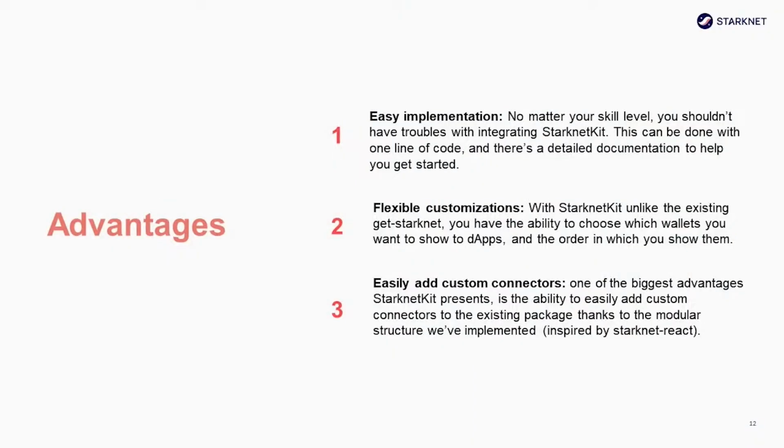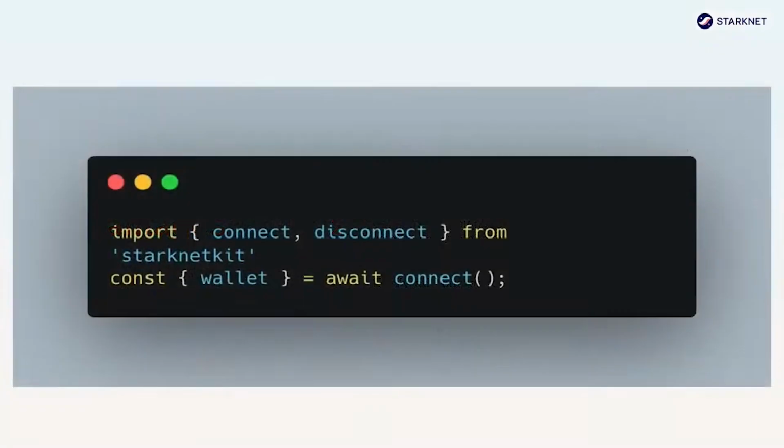Let's go to the next page. As you can see, if you wrote HTML and CSS, you cannot cram this thing and write it. I was not lying. You just need to import the connect and disconnect methods, get the wallet object, allow it to connect, and get the wallet object. It's very simple. Let's go to the next slide.